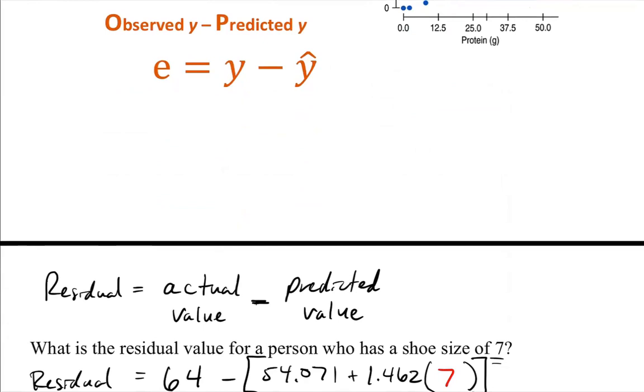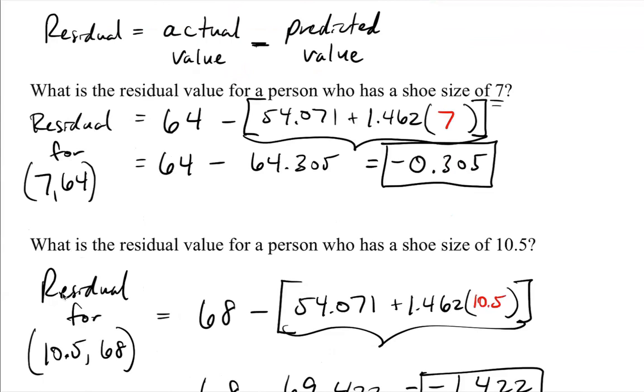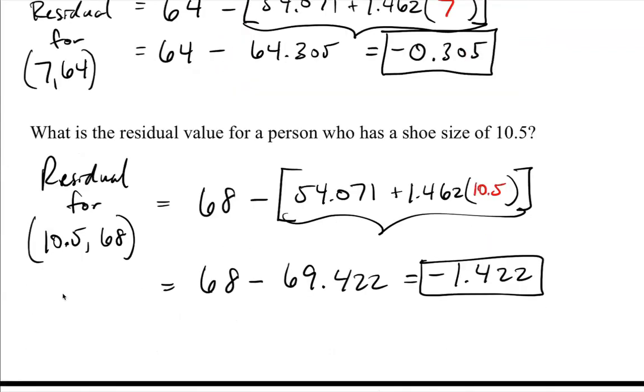A question they usually ask on tests is, when is a residual negative? When is a residual positive? Well, when the actual is smaller than what I predicted, it's negative. When the actual is bigger, higher, then it's positive. And then we actually found the residual for some. For a shoe size of 7, there were 3 people. We found the first one, and it was negative, it was underneath the line. The residual for the one person who had 10.5 was negative 1.422.